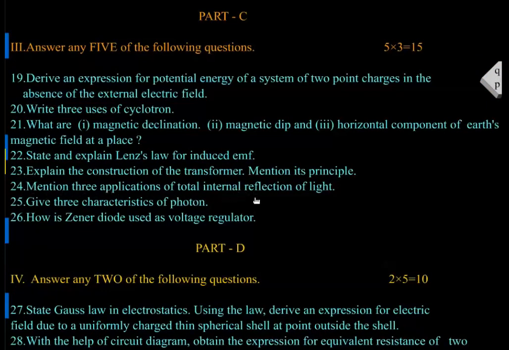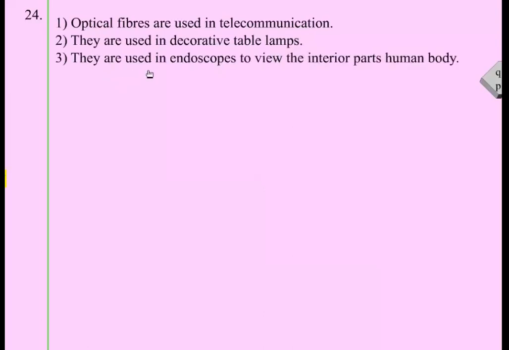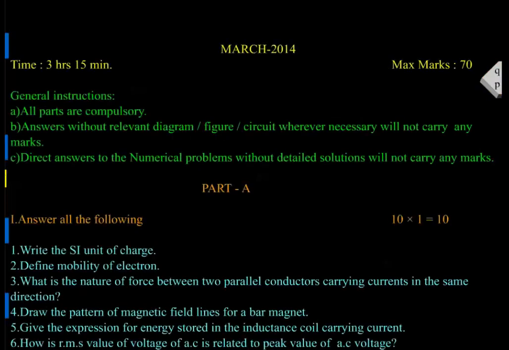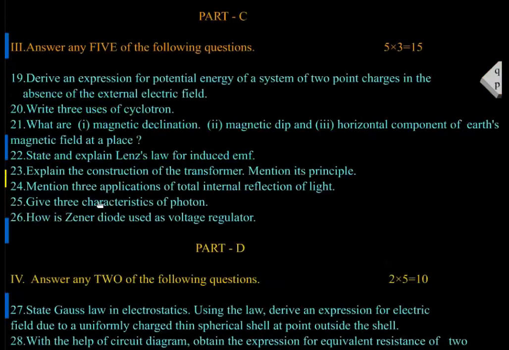Mention three applications of total internal reflection of light. So the applications are like this. Optical fibers are used in telecommunication. Of course, total internal reflection happens in optical fibers, and they are used in telecommunication. They are used in decorative table lamps. They are used in endoscopes to view the interior part of the human body. Like this, as this is a 3 mark question, 3 points are required to obtain 3 marks. And the 25th question: give 3 characteristics of photons. Look here.